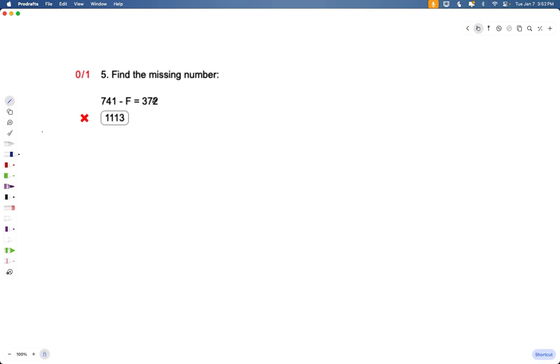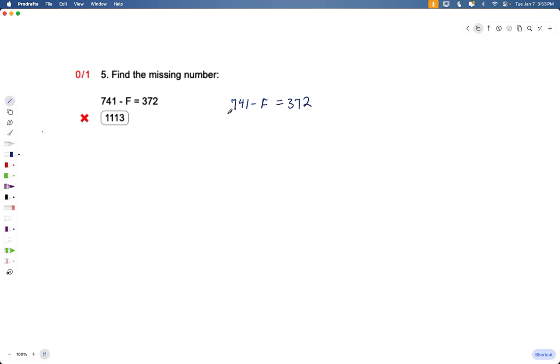The problem is when you have subtraction, you're not going to add the minuend and the difference together. You would add the subtrahend and the difference together. So we're going to solve it algebraically. That is so much easier than trying to remember what to add or what to flip.